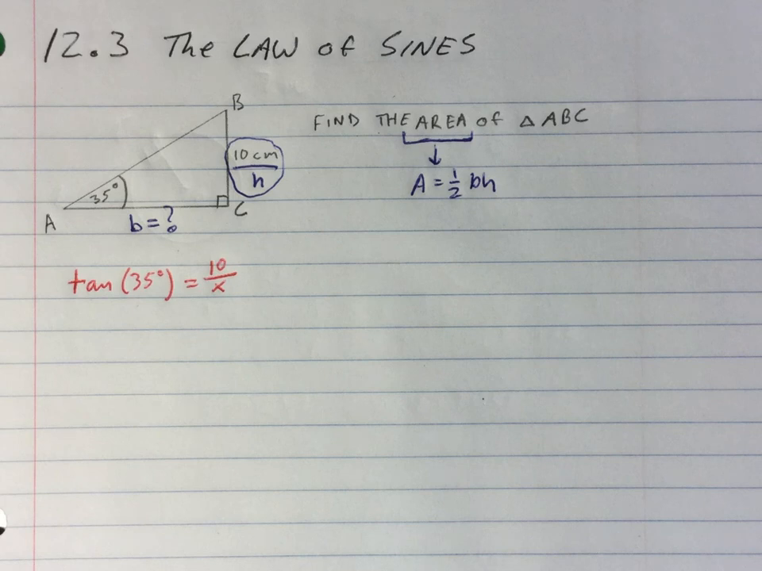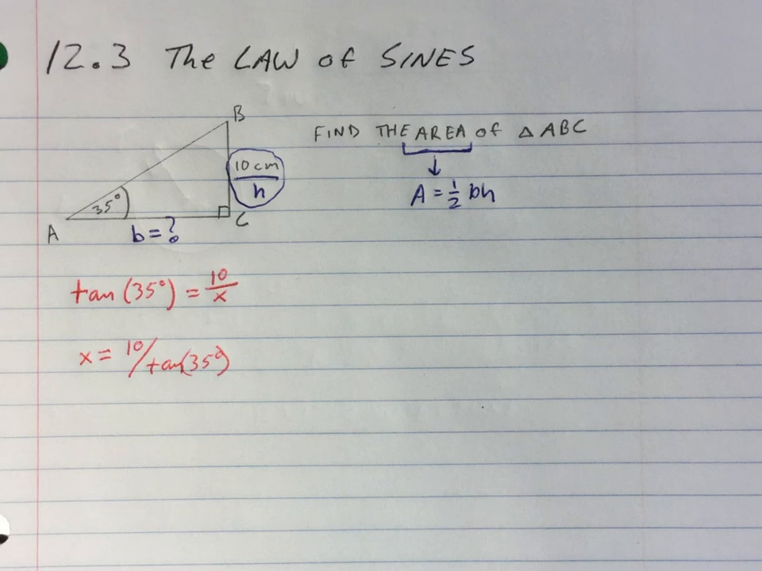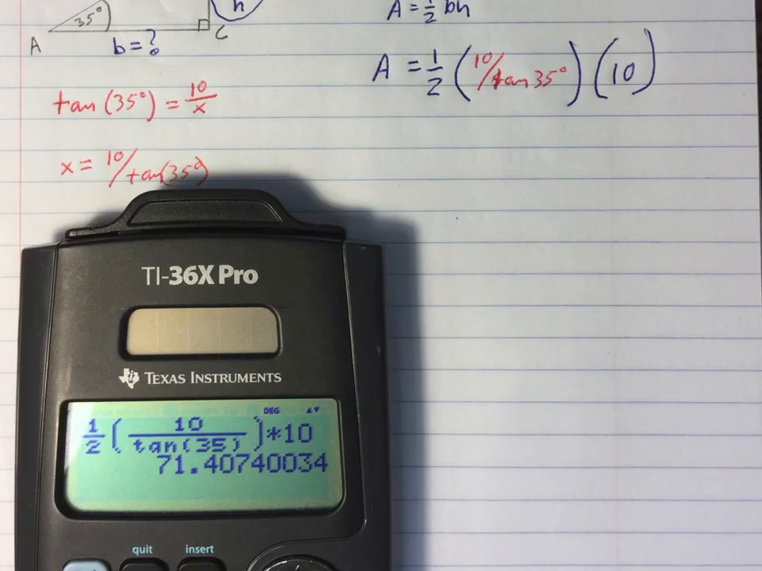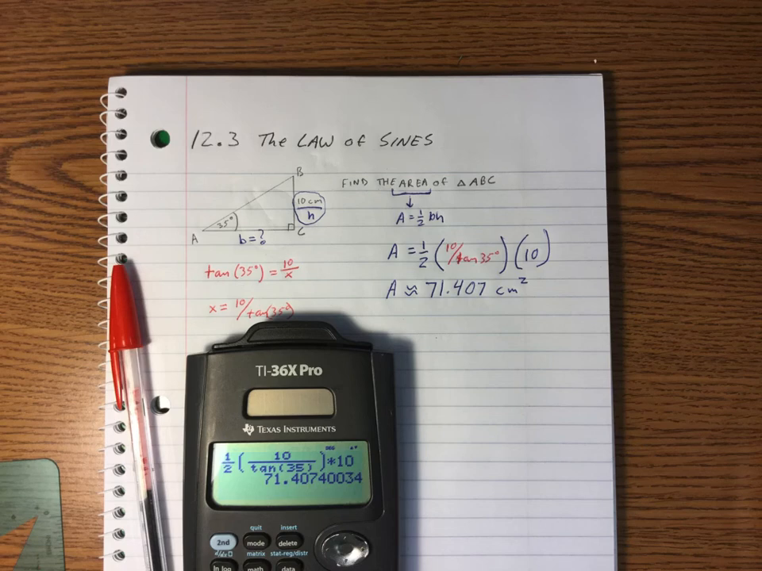The tangent of 35 degrees equals 10 divided by x. So that means x, or the length AC, would be whatever 10 divided by tangent of 35 is. Then we can sub that into our area formula, and we get about 71.407 square centimeters. So that isn't anything new.